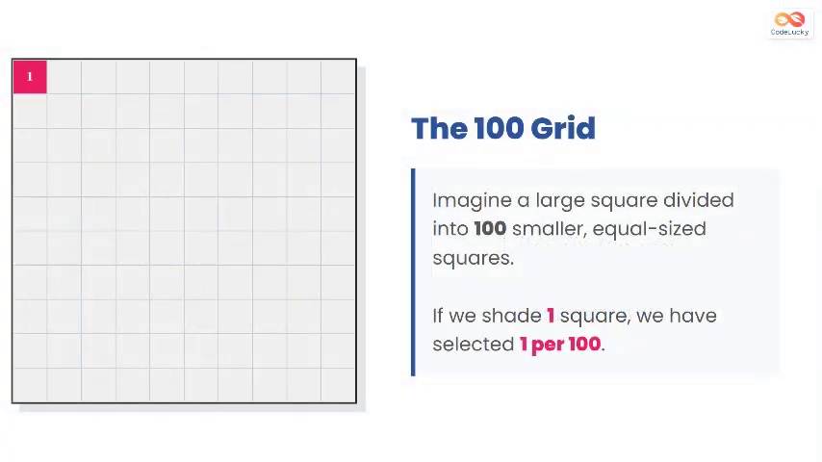To visualize this, imagine a large square divided into exactly 100 smaller, equal-sized squares. This is our 100 grid. If we color in just one of these small squares, we have selected 1 out of 100. Mathematically, this is 1%.